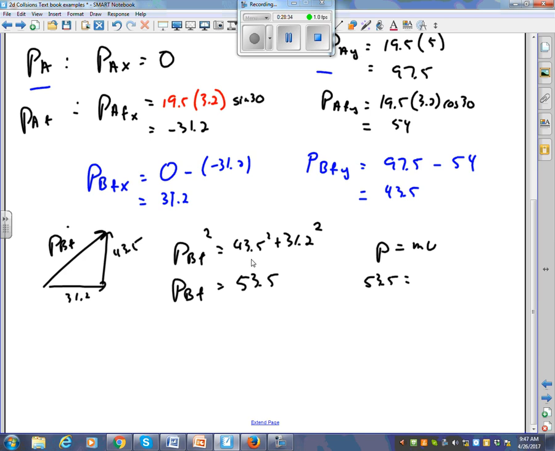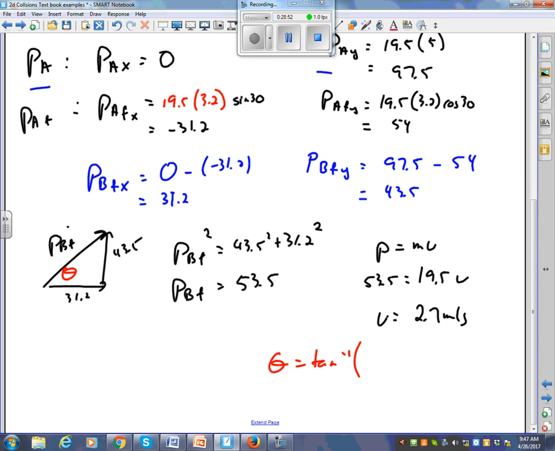The mass of the second stone, they're both 19.5, I think, right? So the velocity is 53.5 divided by 19.5, 2.7 meters per second. And as before, you've got to get the angle.